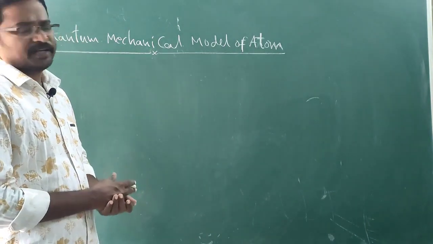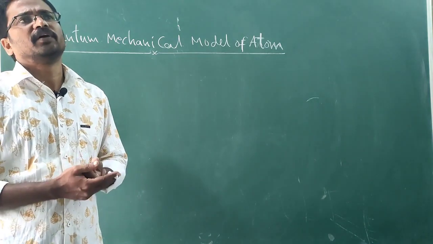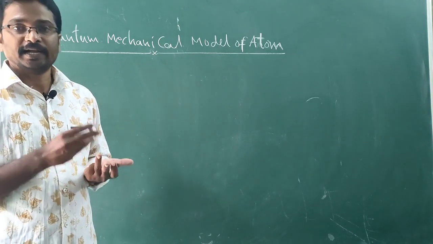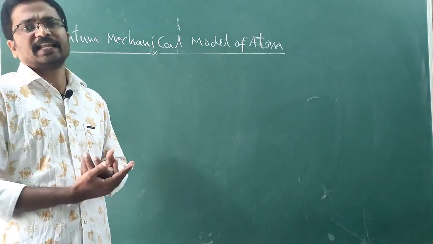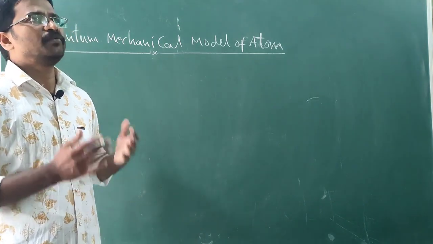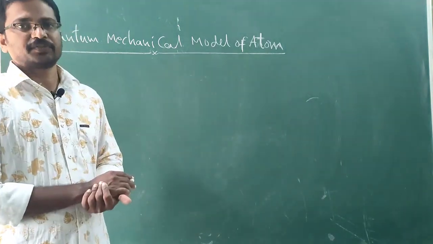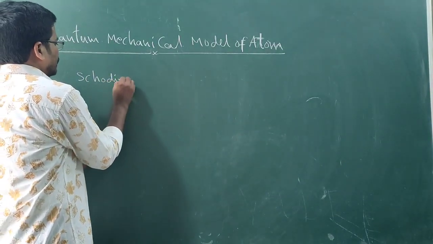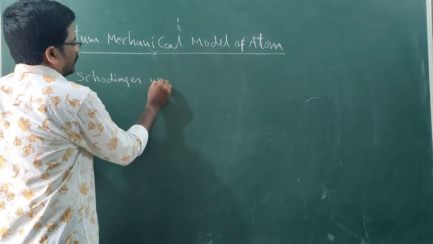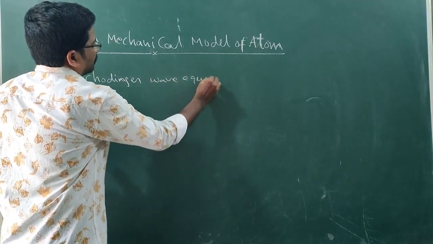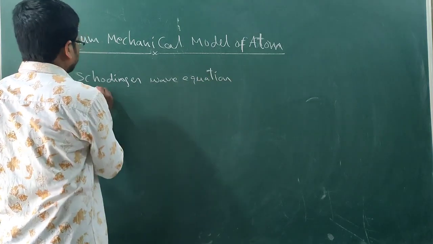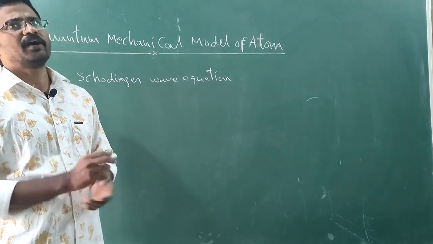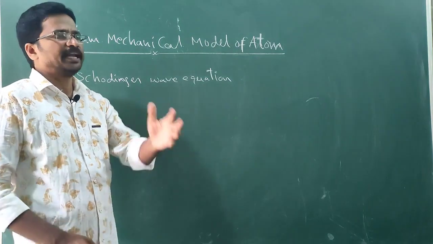Quantum mechanical model of atom. How was it developed? Heisenberg and Schrödinger independently did their studies, and now we are discussing the Schrödinger wave equation. What is the meaning of the Schrödinger wave equation? How did it come into the light?